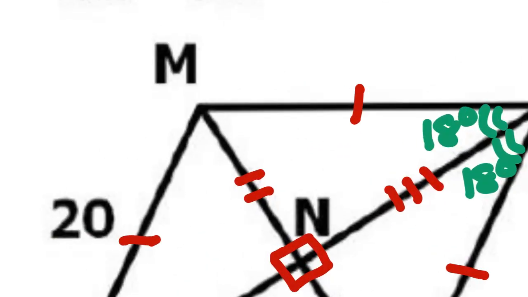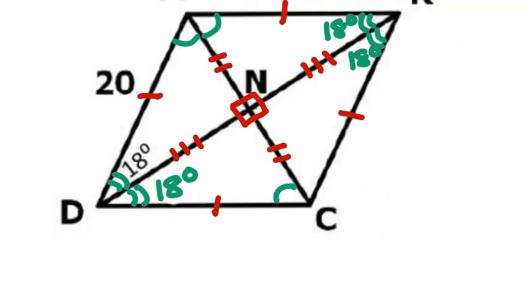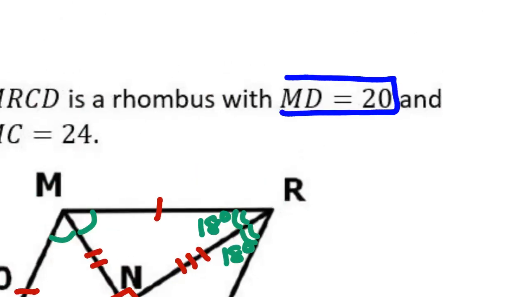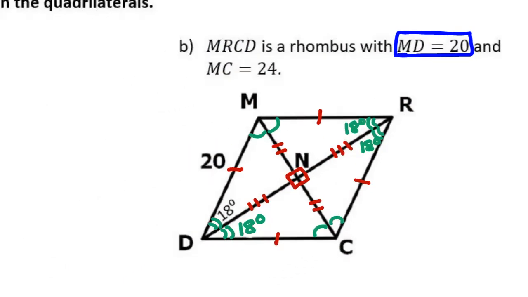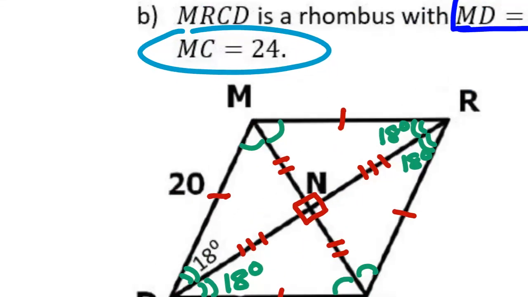DMN and RMN, these 2 halves up here, that angle is being bisected. So while I don't know that size, I know they're congruent. And the same thing is true down here for DCN and RCN. Those are congruent. It tells me that MD is 20, which is marked right here on my picture. And MC, this diagonal right here, is 24. So since that diagonal is being bisected, each of those halves there would be 12, because that is half of 24.